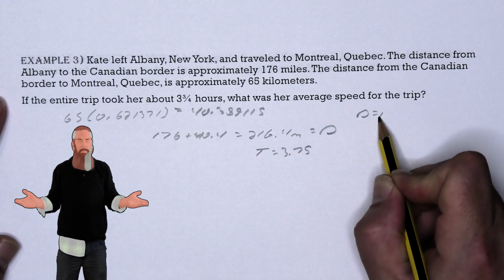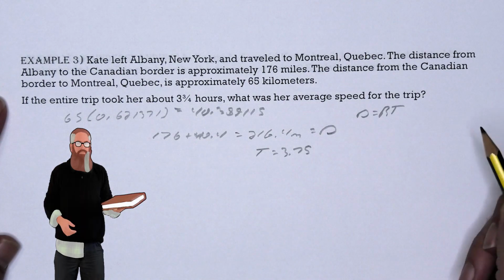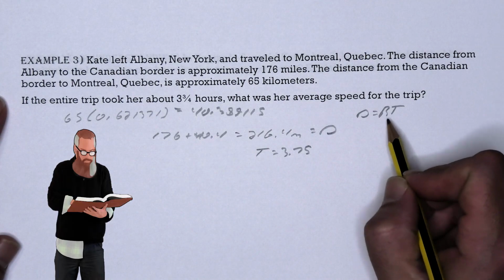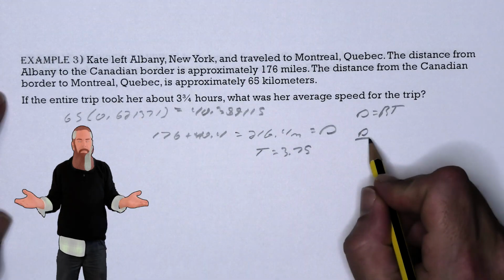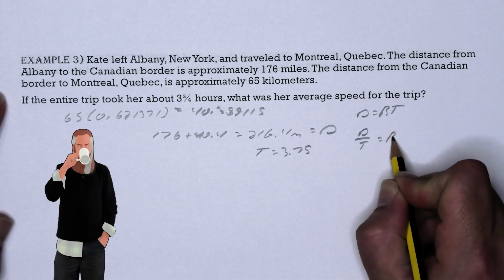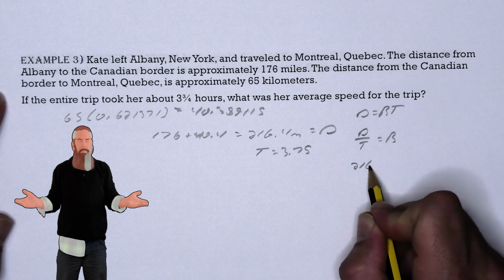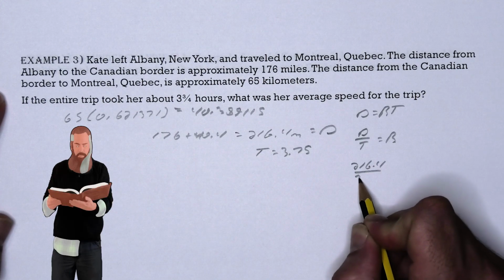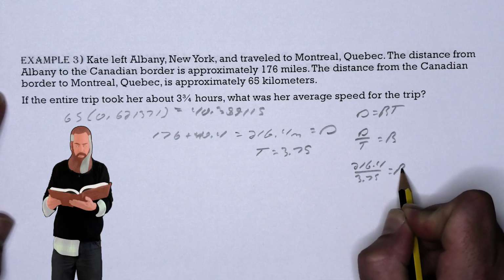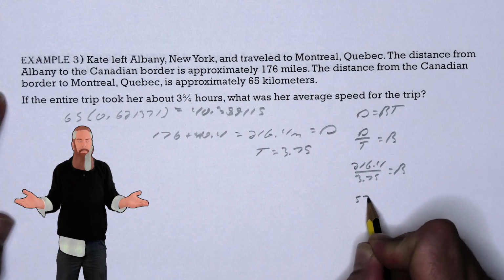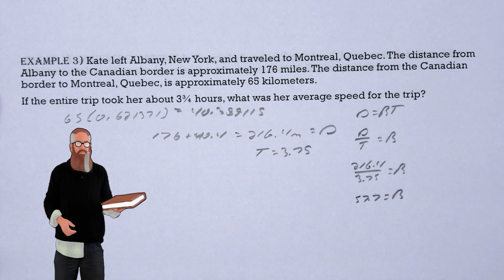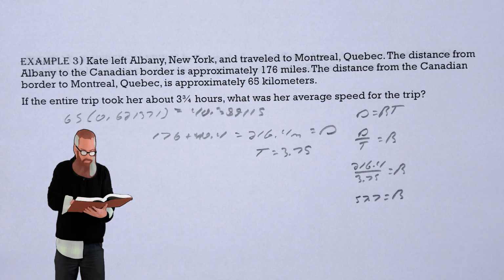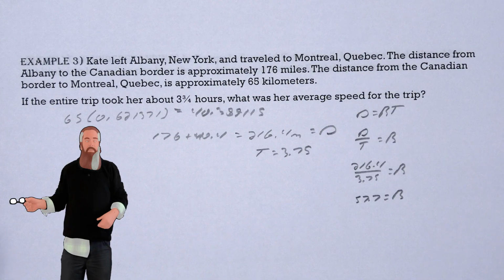Since d is equal to r times t, and we're trying to find r, we're going to divide both sides by t, so that d divided by t will give us r. This means 216.4 divided by 3.75 is r, or 57.7 is equal to r. So Kate traveled at approximately 58 miles per hour. Following the same reasoning, we could determine the kilometers per hour.